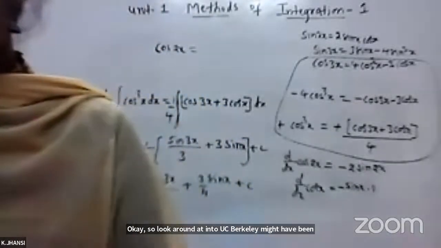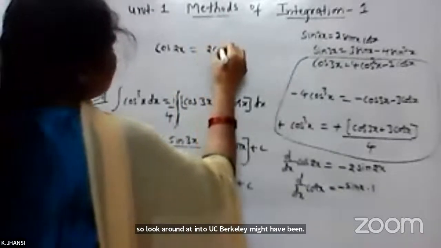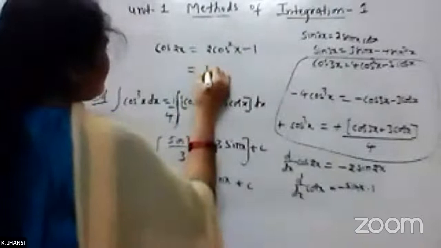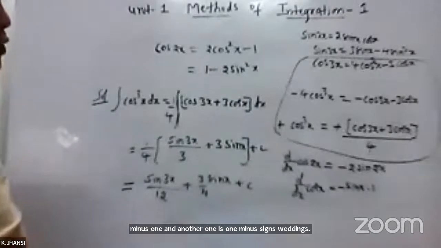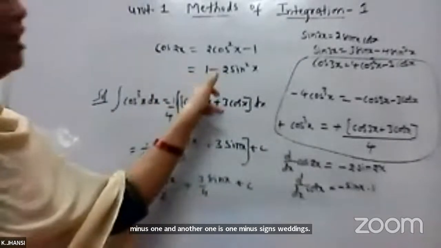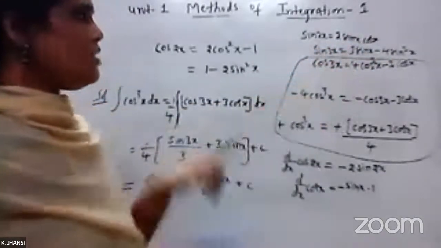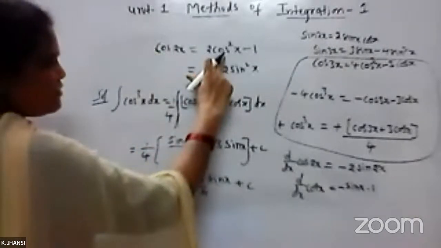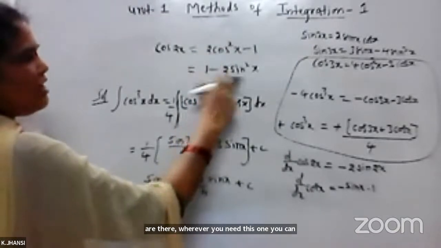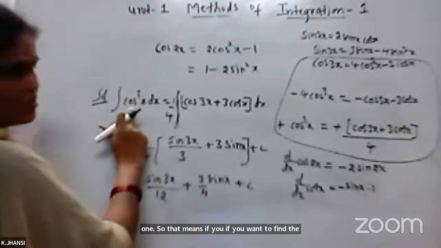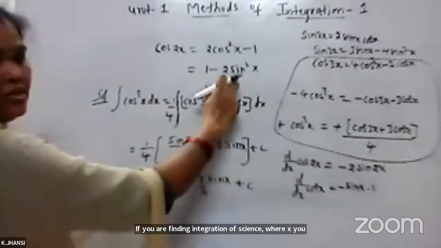Cos 2x is equal to 2 cos square x minus 1, and another one is 1 minus 2 sin square x. Write these formulas wherever they are useful, and try to use them. So sin 2x is 2 sin x cos x, then sin 3x and cos 3x formulas come next. Cos 2x has two formulas; wherever you need one, you can use it. If you want to find the integration of cos square x, you can use this formula. If you are finding the integration of sin square x, you can use the second formula.